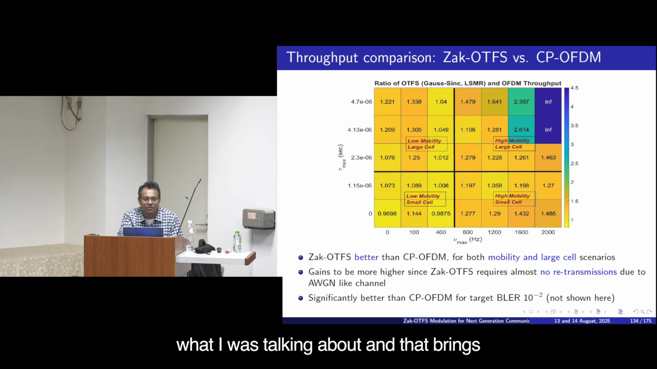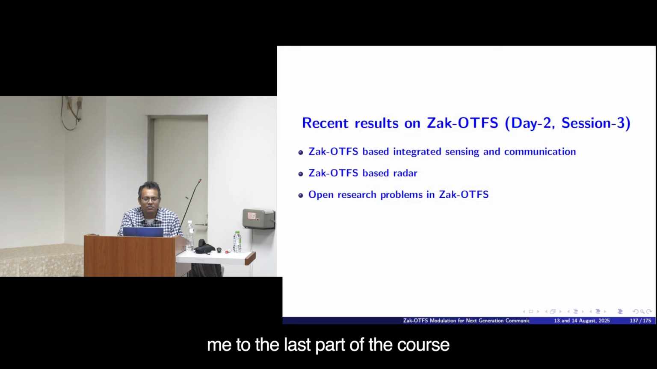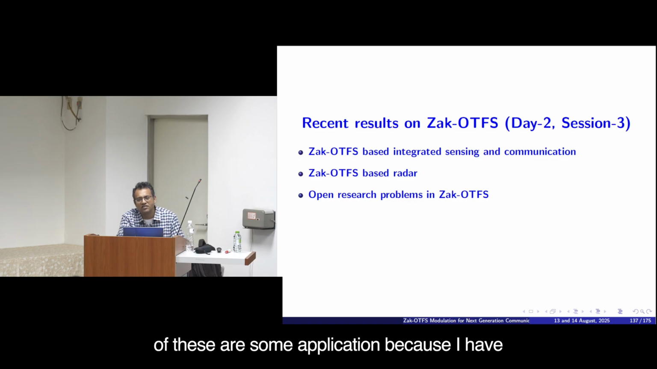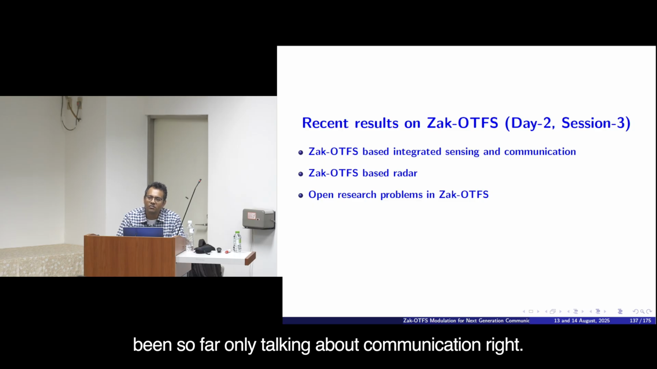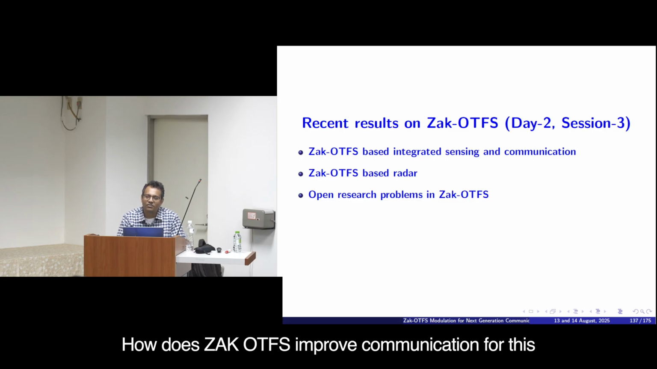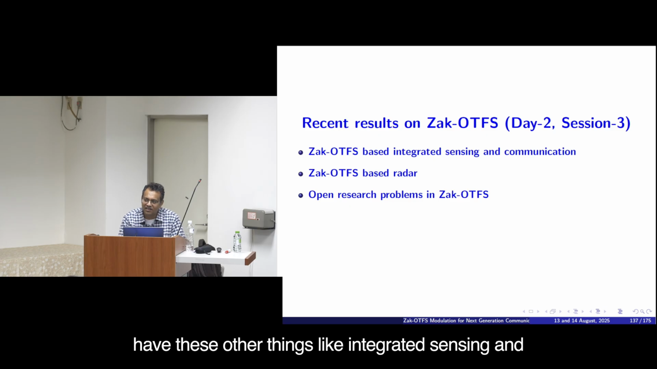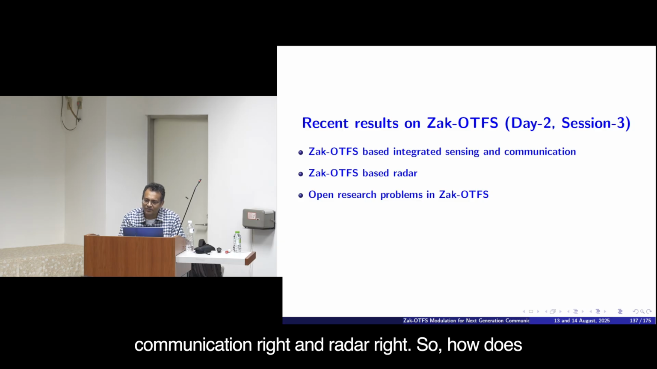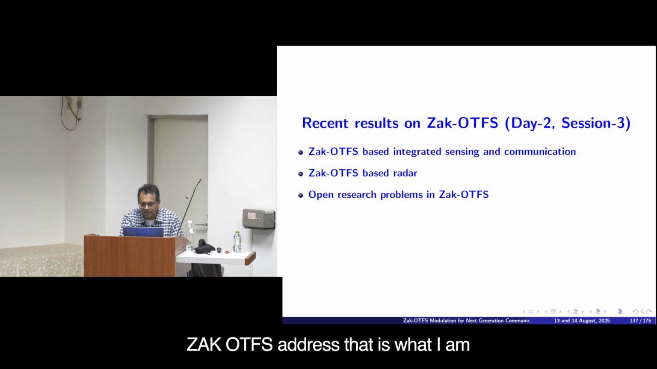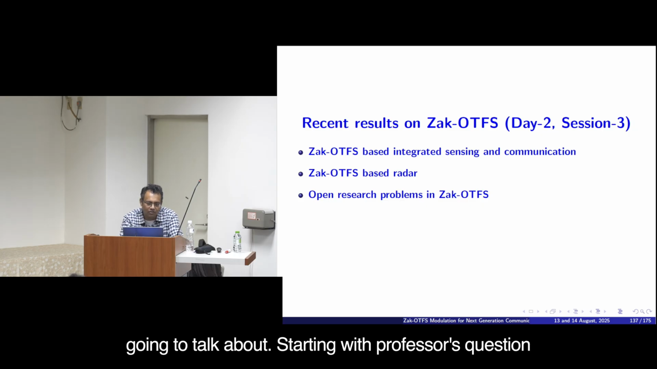This is what I was talking about, and that brings me to the last part of the course. I will quickly go over some applications, because so far I have only been talking about communication. How does ZAAC OTFS improve communication for these new scenarios in 6G? But in 6G we have other things like integrated sensing and communication, and radar. So how ZAAC OTFS addresses that is what I am going to talk about.